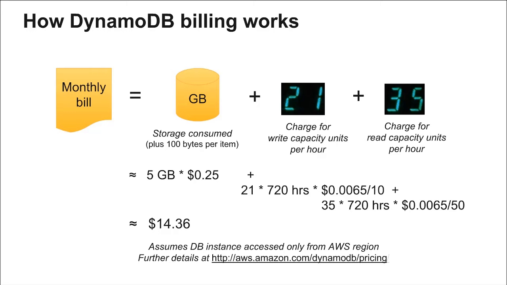So here, as an example calculation, you're using 5 GB of storage, and you specified 21 and 35 write and read capacity units respectively. The total cost to run a DynamoDB data structure with these requirements will be about $14 a month, right? So you get very accurate costing of how much you're consuming based on exactly what you specified for your read and write capacity units.